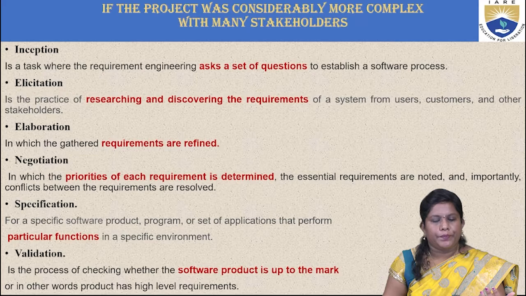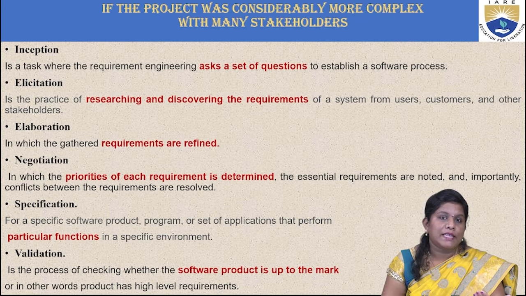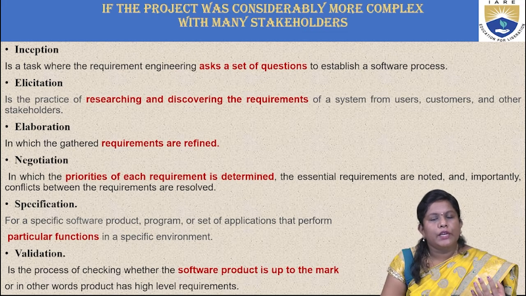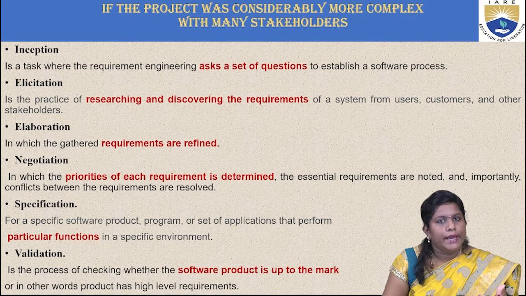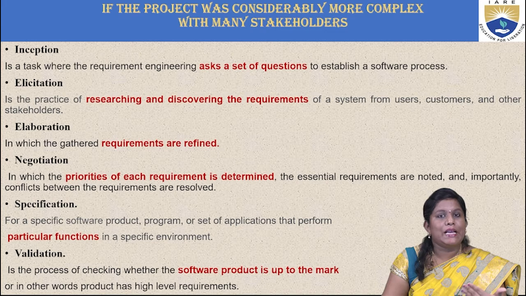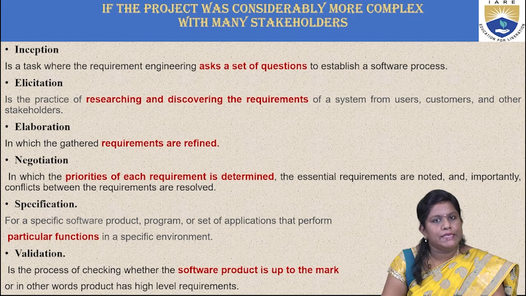But moving to the next category, if the project you have considered is a complex one that involves many stakeholders, what happens? So I repeat the questionnaire. If the project was considerably more complex with many stakeholders, whereas previously it was only one stakeholder in a small project, and we executed 4 things: talk to him, take his requirements, list out those requirements and mail them to him, and take his approval.